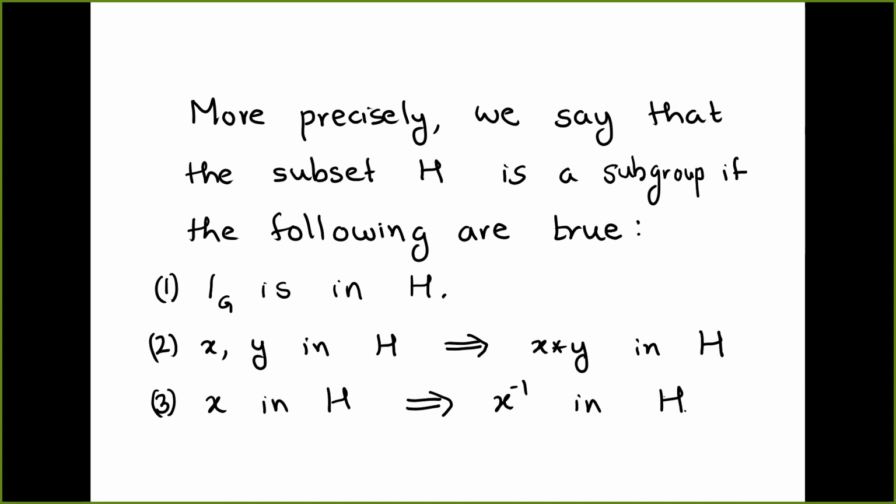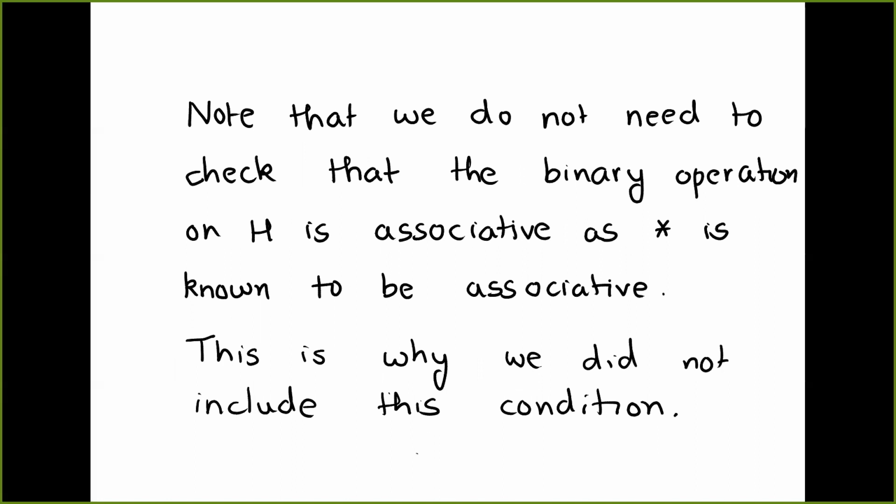But these are the three conditions that one needs to check if one wants to verify that a subset is a subgroup. So this is the thing. We do not need to check the associativity law because it is there for free, and so we don't write it out as an extra condition.